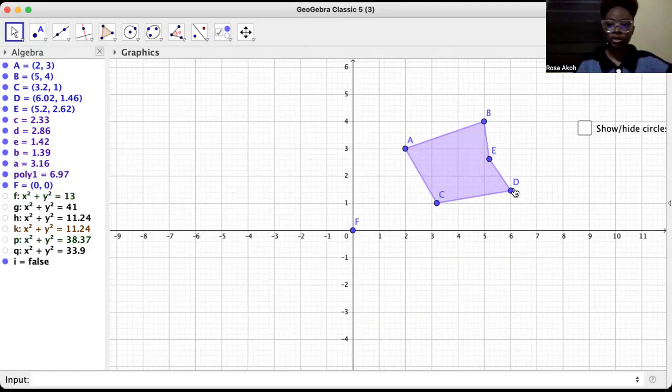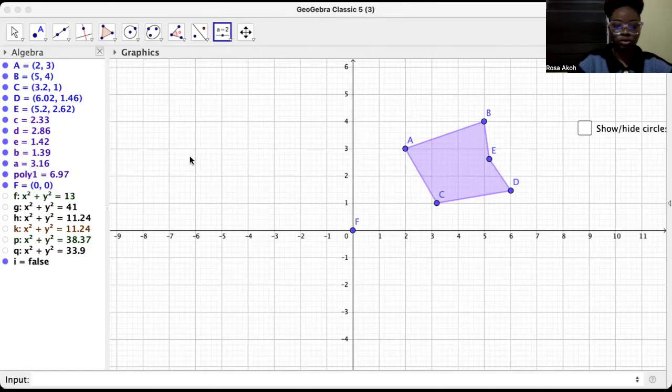Now, the next thing we want to do is create a slider, and this slider will serve as our angle of rotation. We can name our slider R for rotation. We want our slider to be an angle, with a minimum of 0 degrees and a maximum of 360 degrees, increment of 1, which is fine. So, okay.